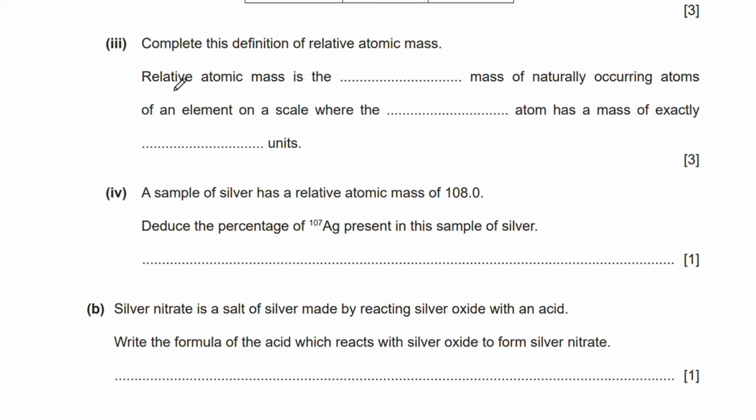Okay, complete this definition of relative atomic mass. Relative atomic mass is the mass of naturally occurring atoms. So relative atomic mass is, write, average, or you can write mean. So relative atomic mass is the average mass of naturally occurring atoms of an element on a scale where the carbon-12 atom, this is basically the C12 atom, has a mass of exactly 12 units.